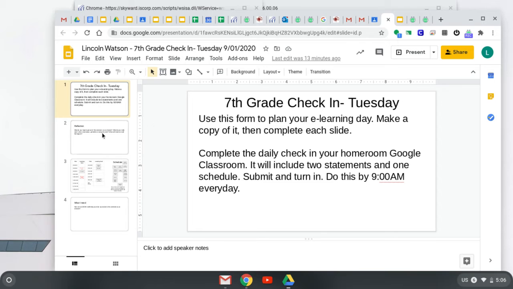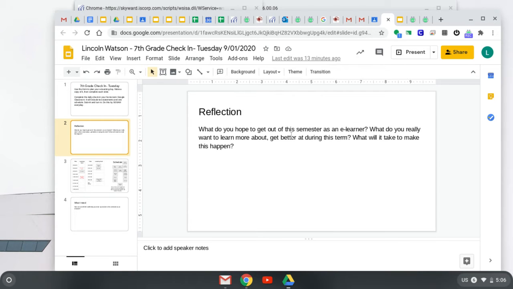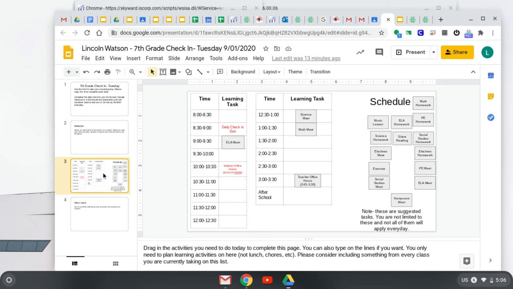He has instructions for what to do here. The Daily Check-In is just a 3-slide assignment. There's 1 slide of explanation and 3 slides of what you've got to do. It probably takes 10 minutes a day. Don't make it take too much less than that because I want it to be good. I want you to do a good job on it.